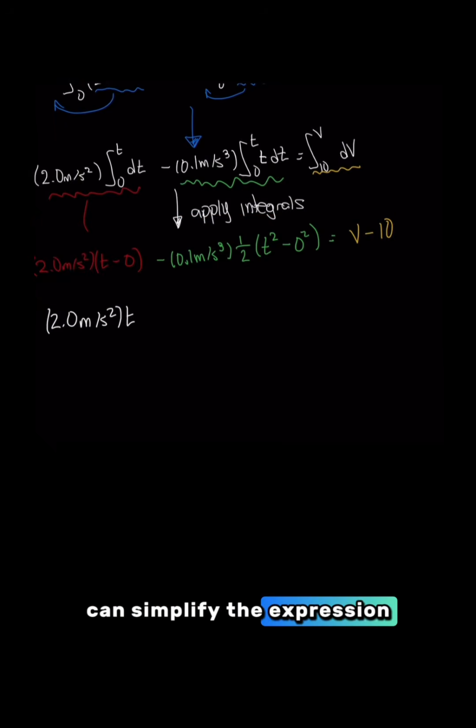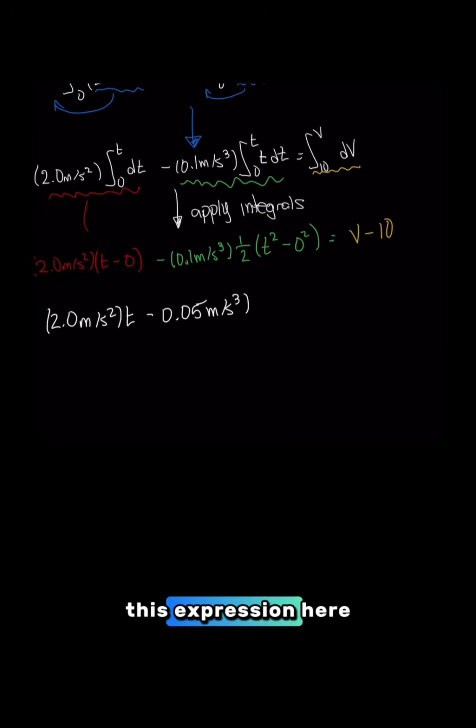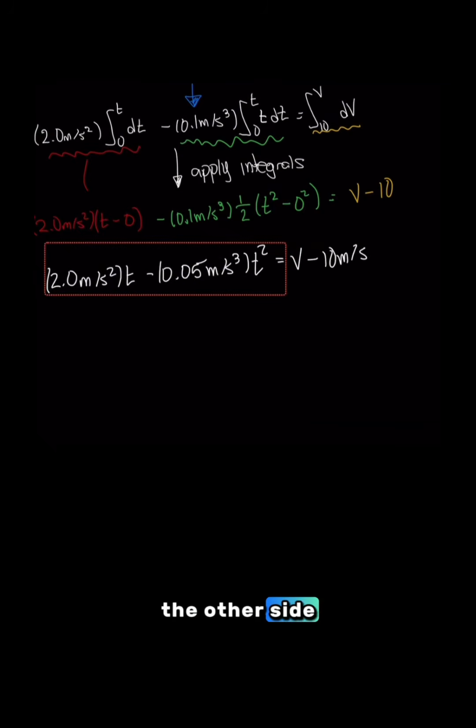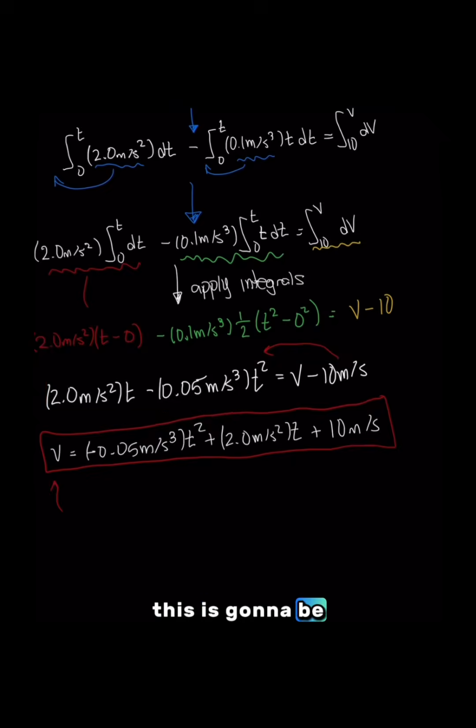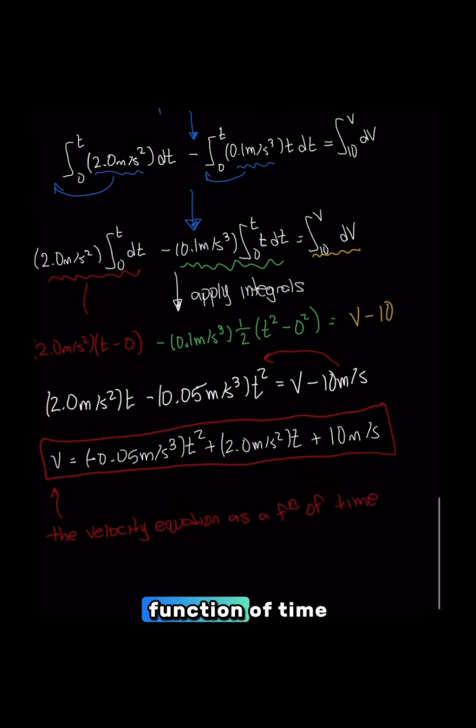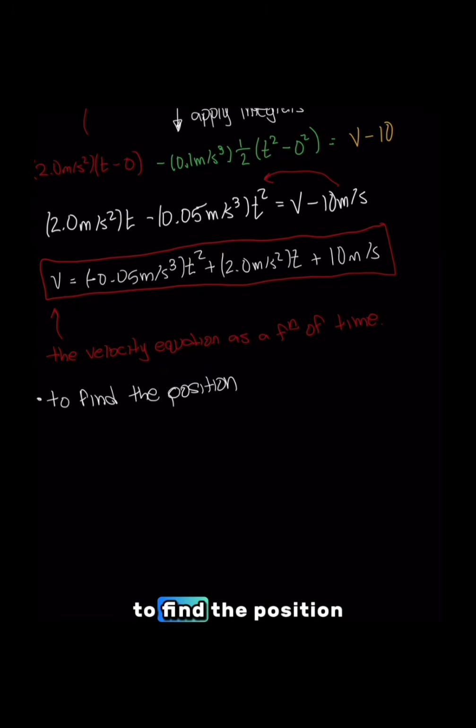We can simplify the expression, getting rid of the zeros, leaving us with this expression here, and then we can bring the 10 to the other side, leaving us with the final answer for the velocity equal to this. And I just want to note this is going to be the equation for the velocity as a function of time. We can do the exact same thing to find the position equation.